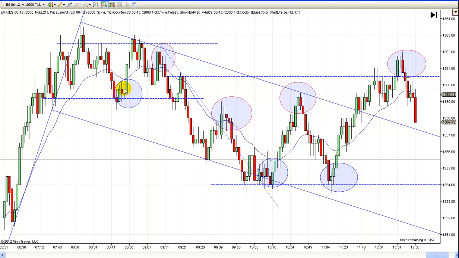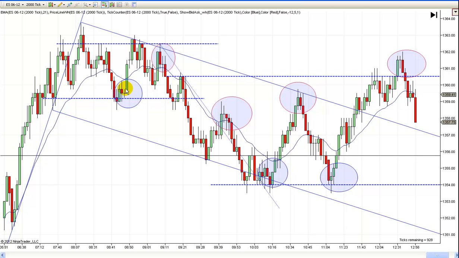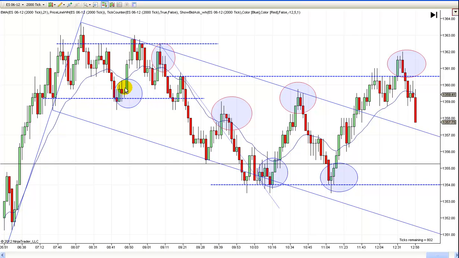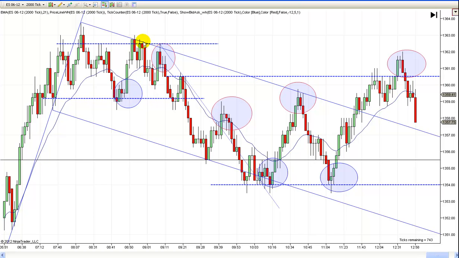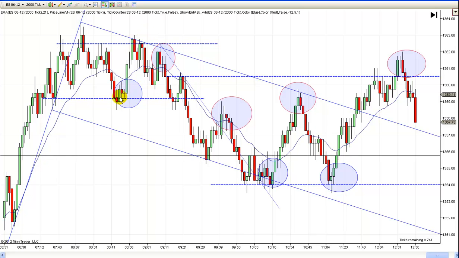So you got a bigger picture second entry long, you got a smaller picture second entry long. Lots of reasons to be thinking long right there, and that was a great trade. And these are the kind I'll buy. These are the type I'll buy blindly a lot of times.